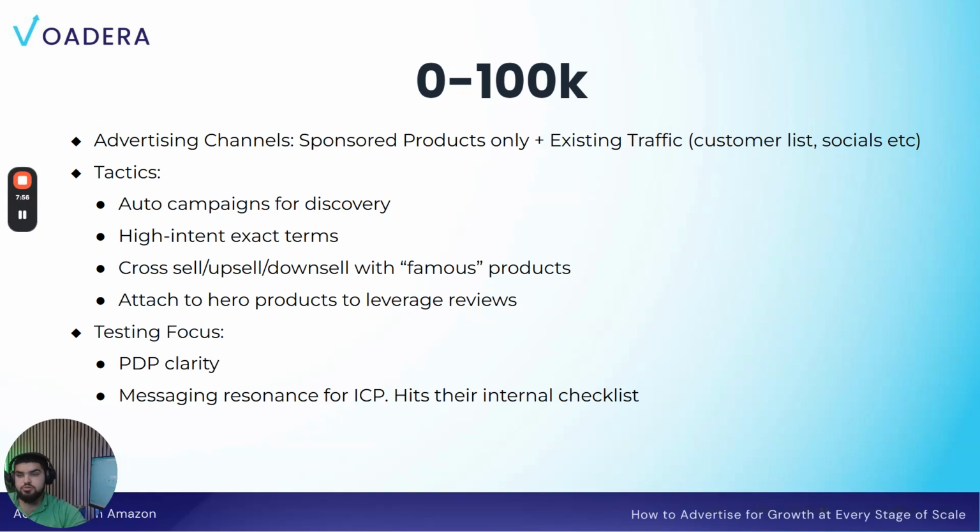What are you doing at this stage? What are we usually doing for these stages here? Primarily sponsored product. We're doing auto campaigns just to discover what keywords exist in the market. We're trying to learn. We don't know everything. So we see what Amazon suggests or what Amazon drives for keywords. So we're not spending much.